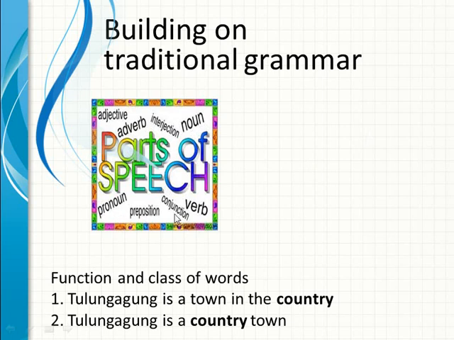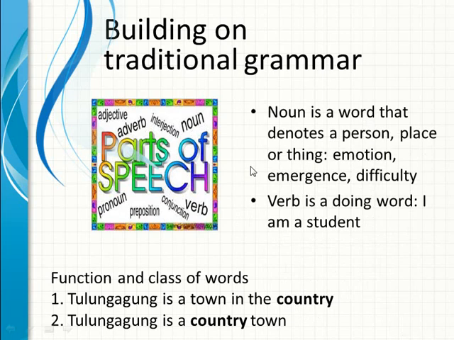pronoun, and so on. And usually when we ask someone what a noun is, a noun is a word that denotes a person, place, or thing. This is how we usually define noun in traditional grammar. But when we move to words like emotion, emergence, difficulty, emotion is not a person, not a place, and not a thing. So it's hard to define this, even though this is a noun.